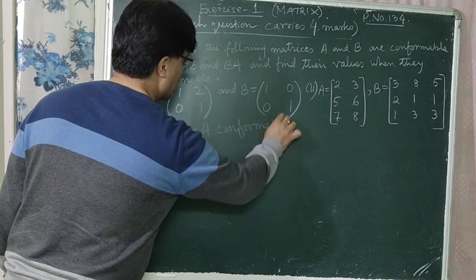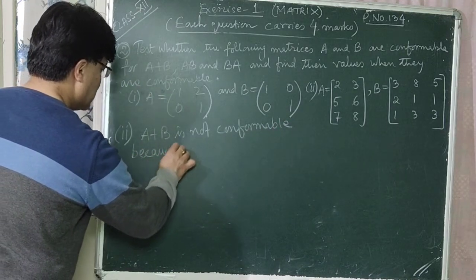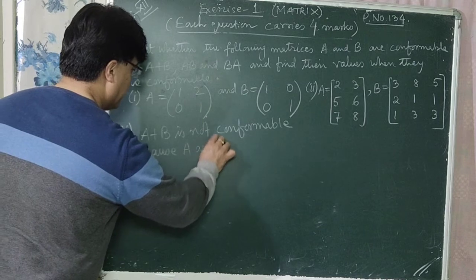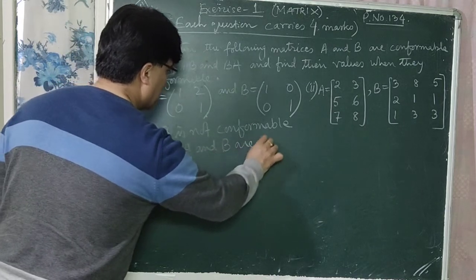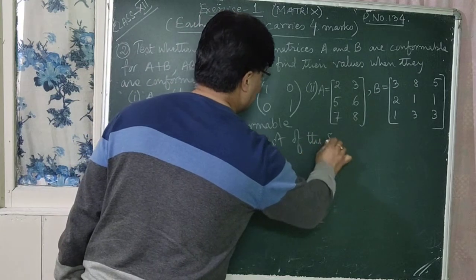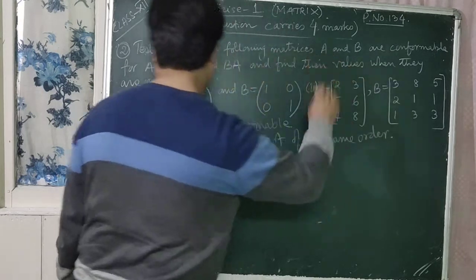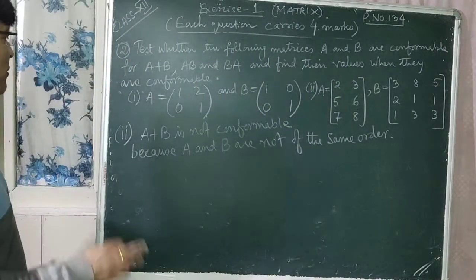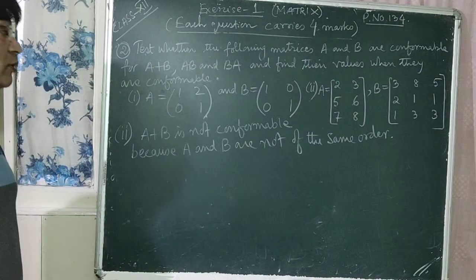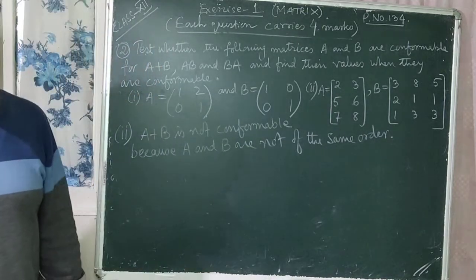A plus B is not conformable because A and B are not of the same order. That means you cannot find out A plus B.